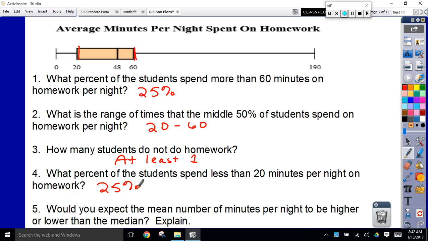Gabby? What's that? Why do you think it would be lower? Okay, but where's the outlier? Is the outlier in the low direction or in the high direction? It's probably in the high direction, so that would make the mean higher. It would probably be higher. Okay, any questions about any of these?